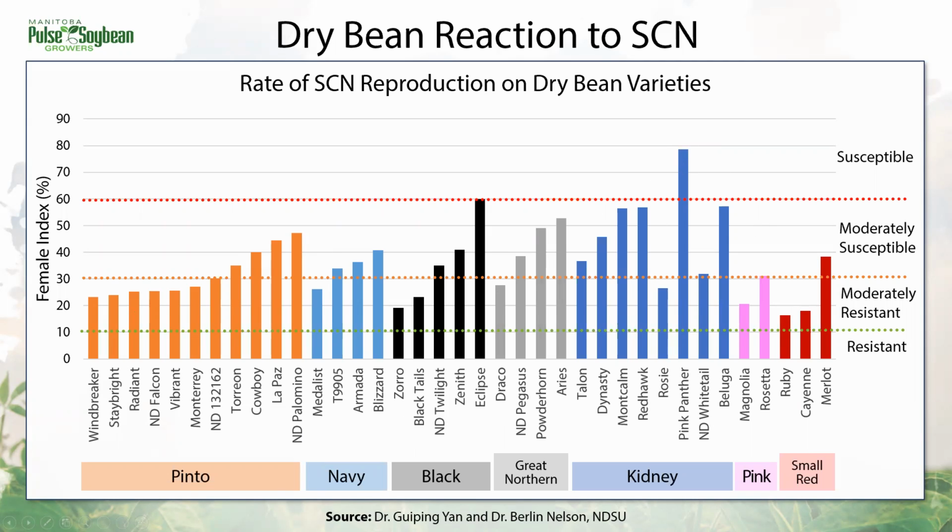It's worth mentioning here that in dry beans, there's no specific genetic source of resistance that's been bred into these beans. This is just inherent different tolerances and how they're responding differently to SCN. So there's certainly more research needed in dry beans to understand the impact on this crop and different management tools we can use.